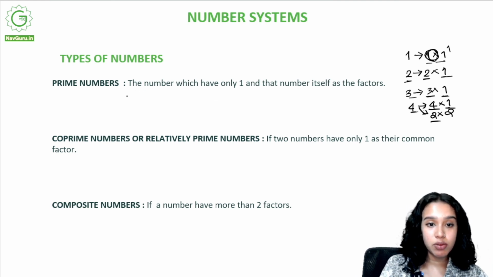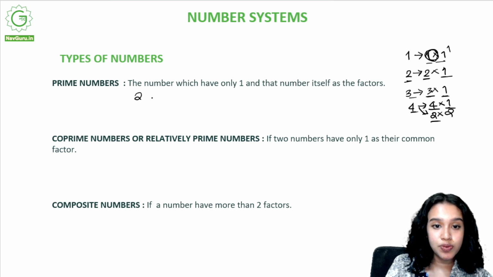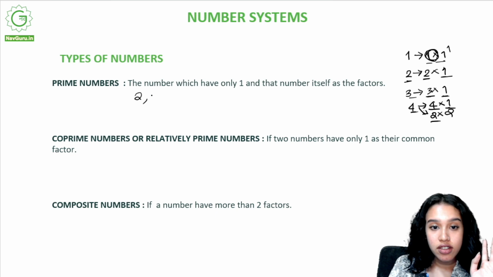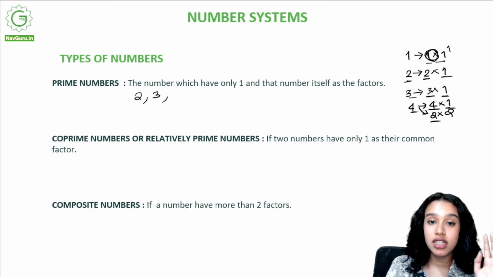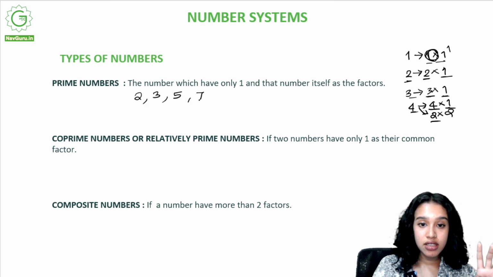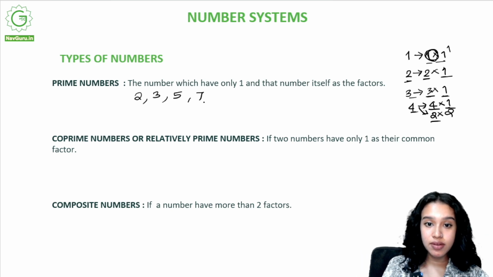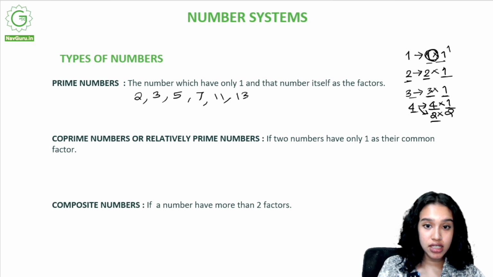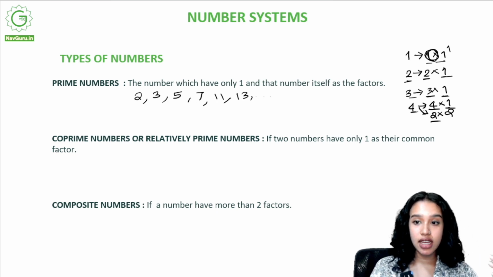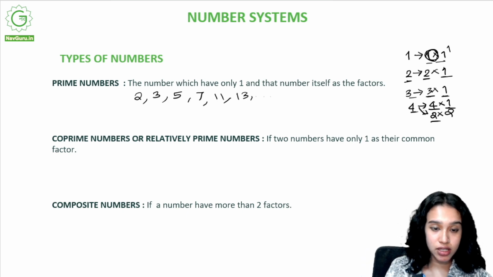So if we are talking about prime numbers, we will take 2, because 2 has 1 and 2 as its factors. We could take 3: 3 has 1 and 3 as factors and nothing else. 5, because 5 has 1 and 5 as factors and nothing else. 7, again 1 into 7. 11, because 1 into 11, and 13, and it goes on. We could find them again and again by using the factorization method.